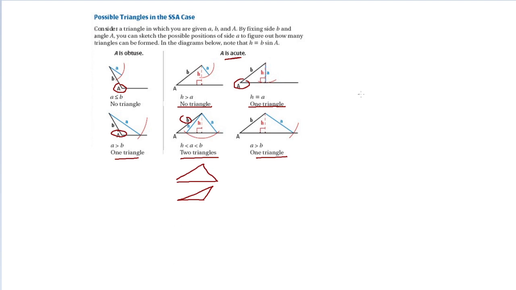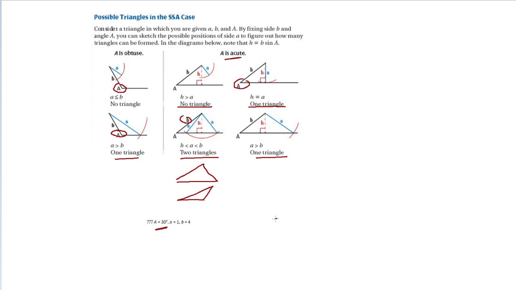So let's say that we have this scenario right here. Let's say angle A is 30 degrees. All right, so angle A is 30 degrees. Side A is 1 and B is 4. Okay, so this is what we have.